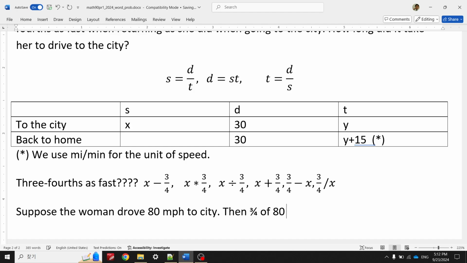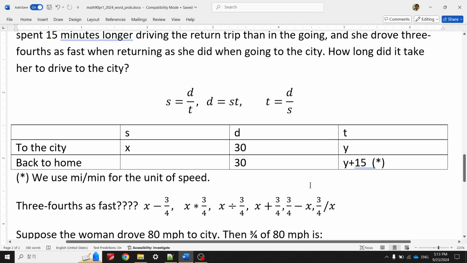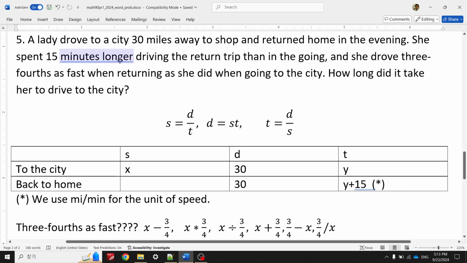of 80 miles per hour is, so I know 80 miles per hour is rather fast. It's amazing that she didn't get caught. But I mean, 80 is a number that I could easily divide by 4. So, okay, what's 3/4 of 80 miles per hour? 60, right? Yeah, 3/4.